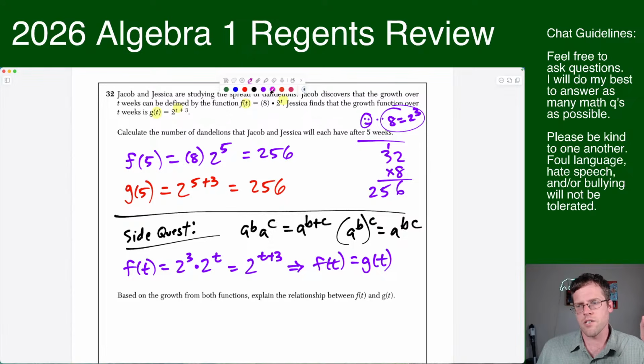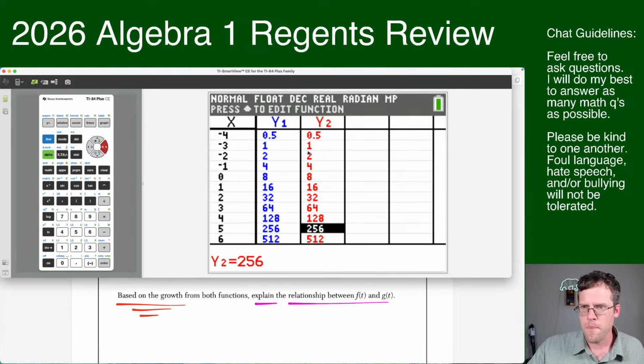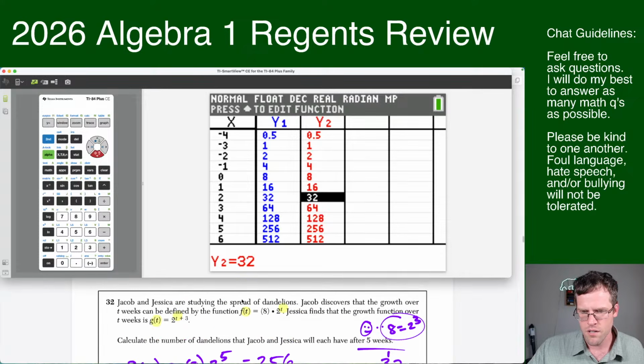But they're saying here, explain the relationship based on the growth from both functions. So if we work through that one more carefully here, they both have the same growth rate. See how they're both doubling here? A base of 2 means that the amount is doubling. And you can even look, let's pull up the calculator. See how at the beginning it's 8 and then each week doubles. I'm sorry, is it weeks? Oh yeah, t is weeks. Every week that goes by, the dandelions double.